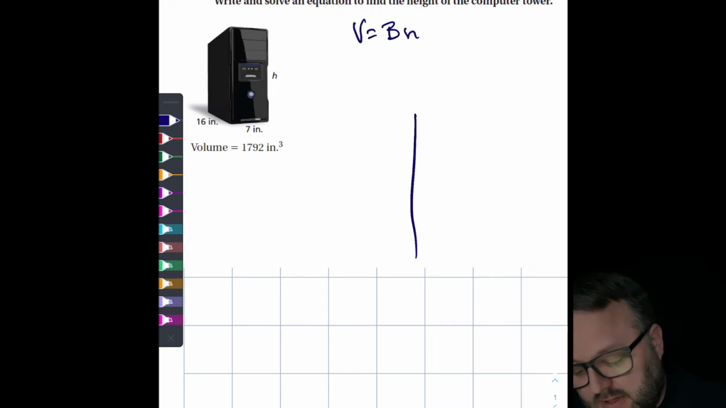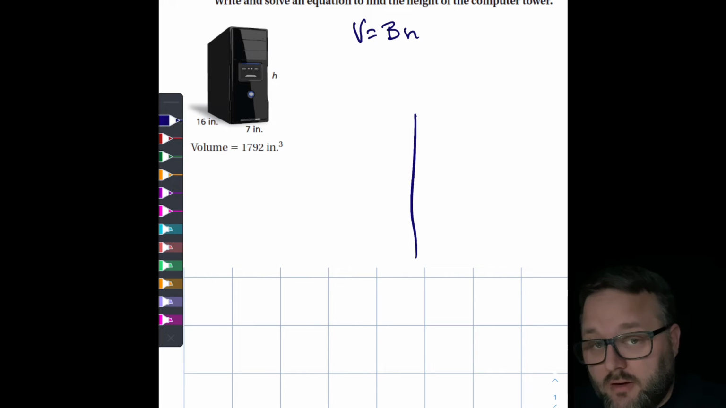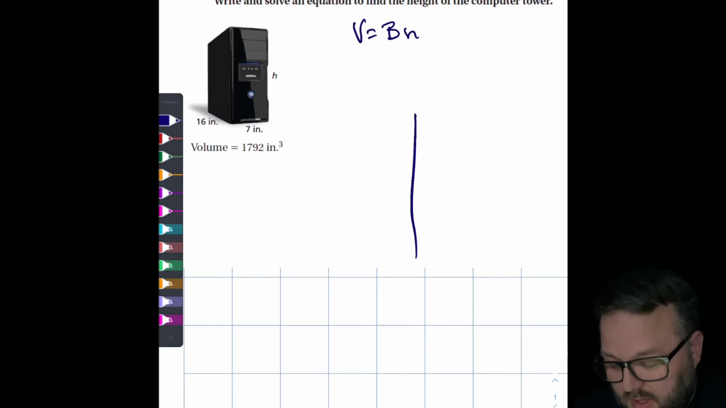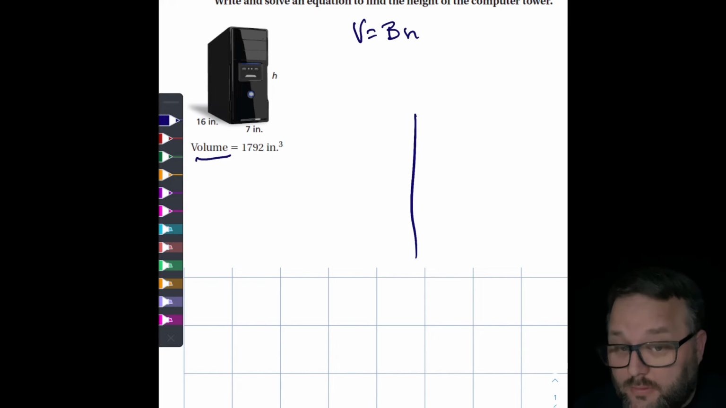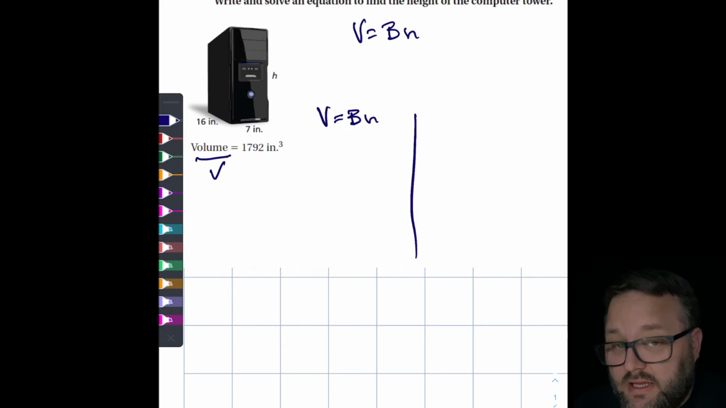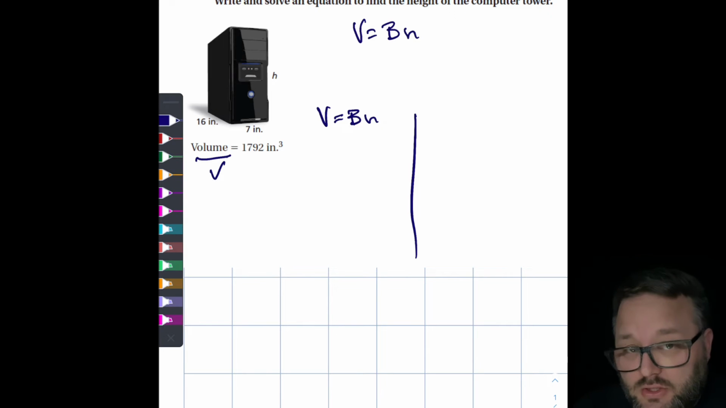Currently, we're used to seeing volume equals the area of the base times the height, and we're used to finding out what the volume is. But it actually tells us what the volume is here. It's 1,792 cubic inches. So I'm not going to be finding V, and sometimes it's easier if we think about it like this. Since I'm not finding V, that's not what needs to be alone. What needs to be alone is my H.